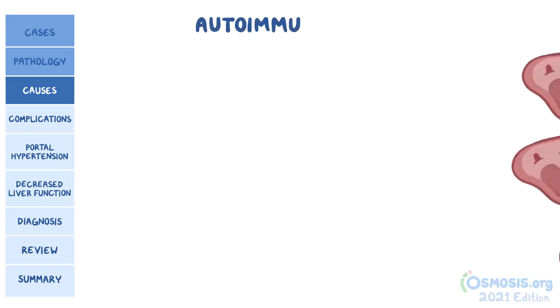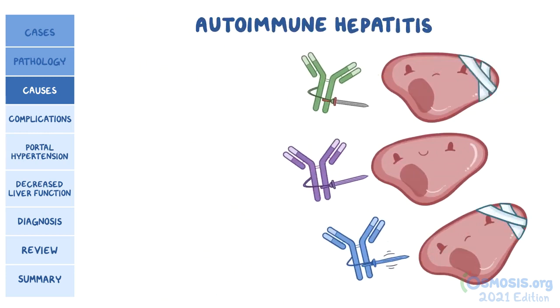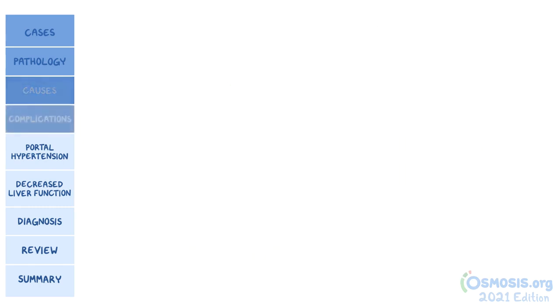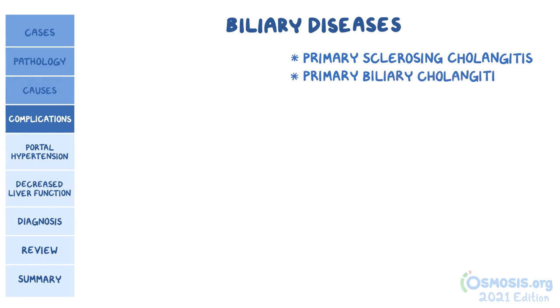Next, there's autoimmune hepatitis, where circulating antibodies attack liver cells. This is often associated with specific autoantibodies, such as anti-nuclear antibodies, anti-smooth muscle antibodies, and anti-liver kidney microsomal 1 antibodies. Finally, cirrhosis can be caused by biliary diseases, like primary sclerosing cholangitis and primary biliary cholangitis.